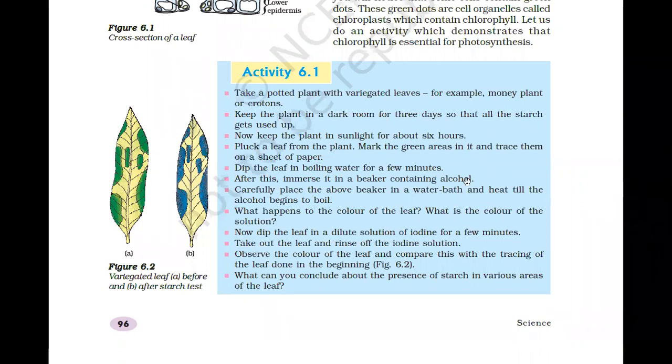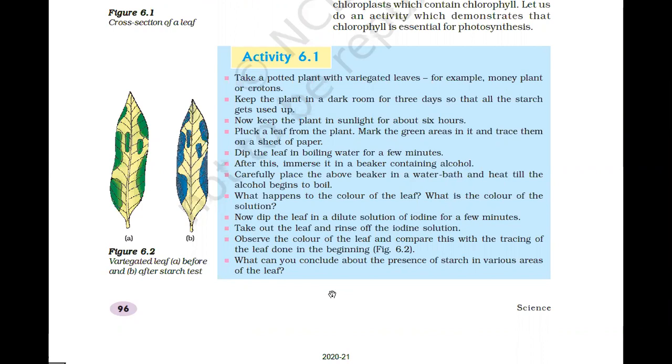Now keep the plant in sunlight for about 6 hours. Pluck a leaf from the plant, mark the green areas in it and trace them on a sheet of paper. Dip the leaf in boiling water for a few minutes. After this, immerse it in a beaker containing alcohol. Carefully place the beaker in a water bath and heat till the alcohol begins to boil. What happens to the color of the leaf? What is the color of the solution? Now dip the leaf in a dilute solution of iodine for a few minutes. Take out the leaf and rinse off the iodine solution.